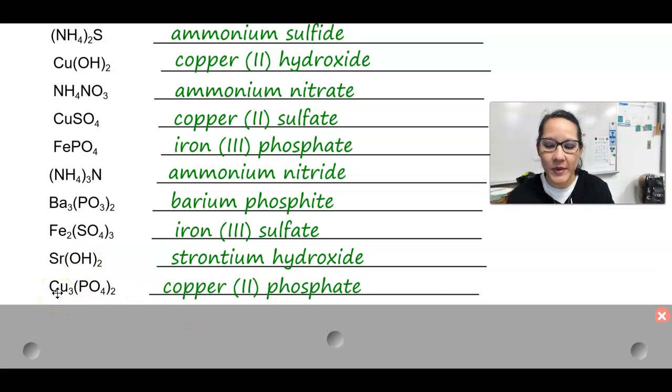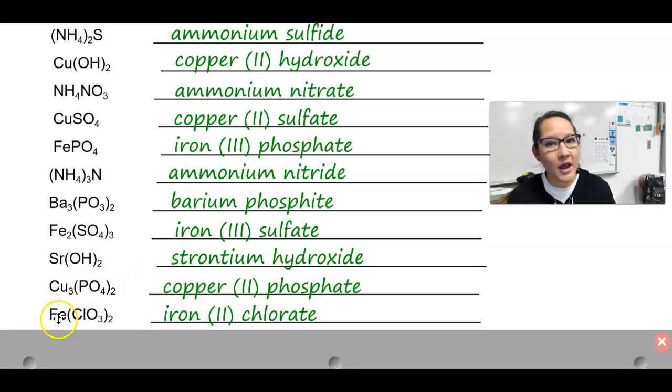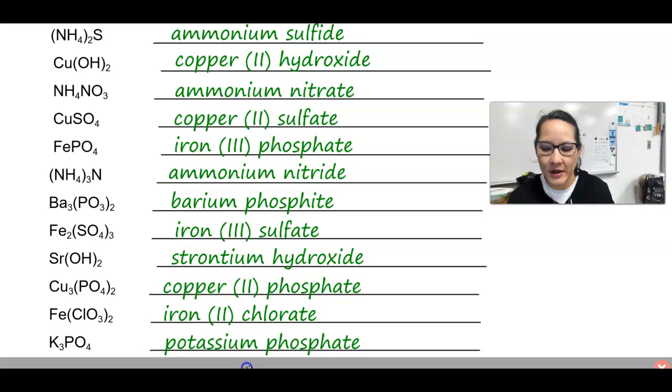Copper is a transition metal, so I need a Roman numeral. Lucky for us, we have parentheses and a little 2. That 2 tells me the charge of copper is Roman numeral 2, a +2 charge. So it's going to be copper 2, and then this PO4 is phosphate. This iron is a transition metal, so I need a Roman numeral, and because I have parentheses and this 2 on the outside, that tells me this is iron, Roman numeral 2, and then in the parentheses, ClO3 is called chlorate. That's the name of that polyatomic ion.